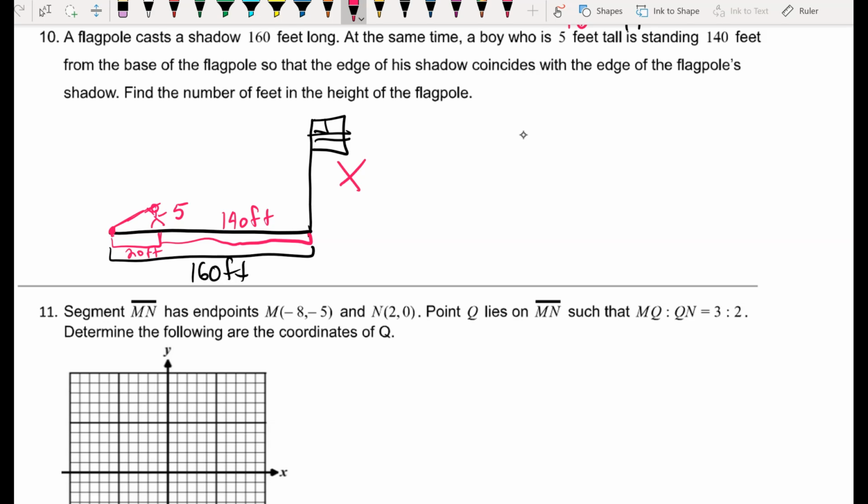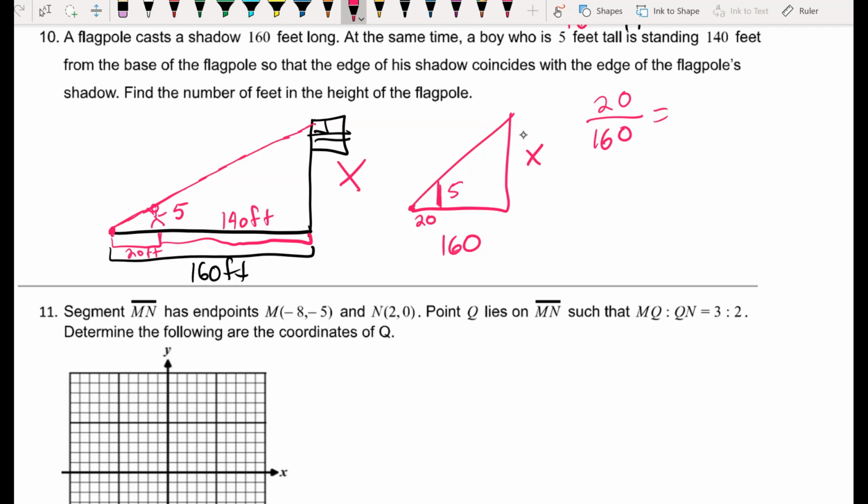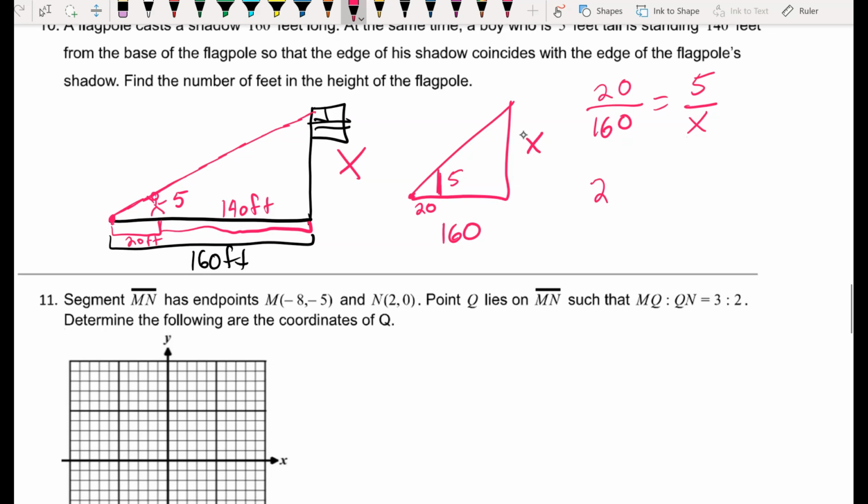Well, if you try to visualize this, these guys are actually kind of creating two similar right triangles, where if I sketch them without the pole, that big side is 160, and the man is 5 feet tall, and his shadow is only 20 feet long. So I can actually set up a proportion using this information. I could say the boy's shadow over the flag's shadow, small over big, equals the boy's height over the flag's height, small over big.